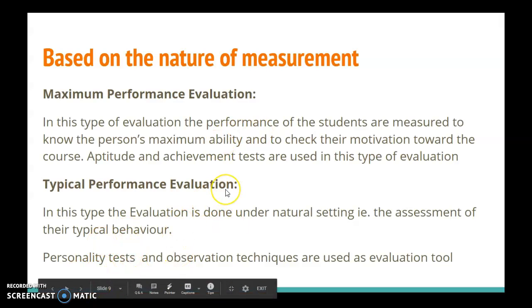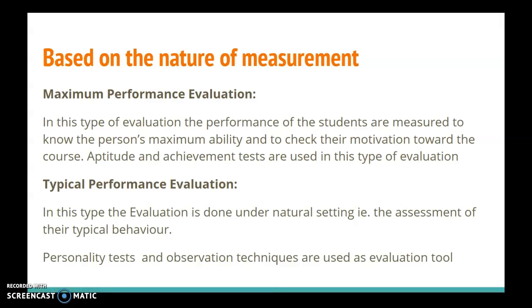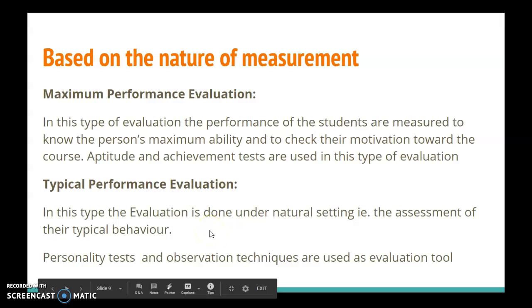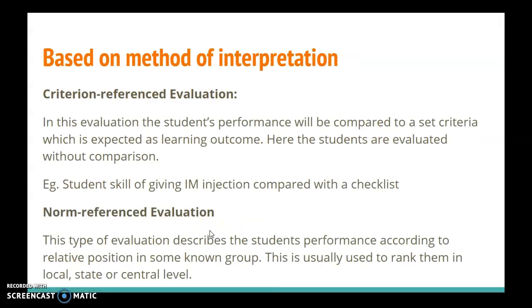Usually personality tests or observation techniques are used as an evaluation tool here. Personality tests are mostly done in typical performance to examine the student's natural performance. So based on the nature of the measurement, we classify it as maximum performance evaluation and typical performance evaluation. In maximum performance, you give practice to the students until you find the highest ability. You keep making the students perform. In typical performance, it happens once and is usually done in a natural setting.